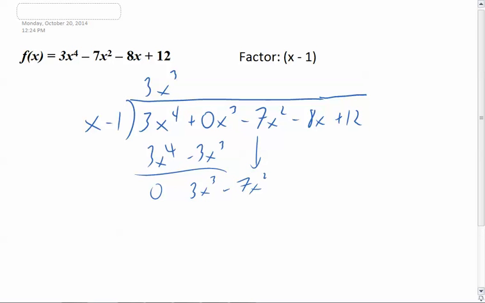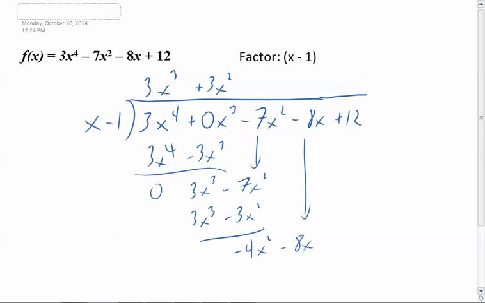Now I look for the number that's going to multiply by x that will get rid of the 3x cubed, which will be 3x squared. Because if I multiply 3x squared times x, I'm going to get 3x cubed, and 3x squared times -1 will give me negative 3x squared. Now if I subtract these away, you're going to get negative 7x squared minus 3x squared, which will give me negative 4x squared. And I'm going to bring down this negative 8x.